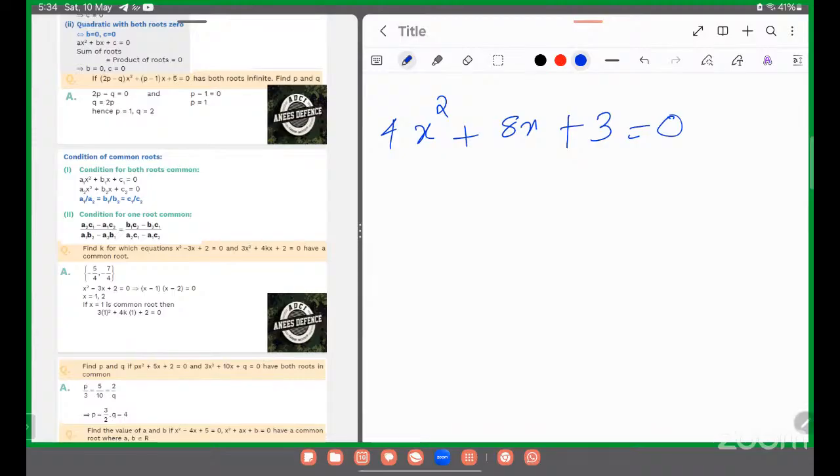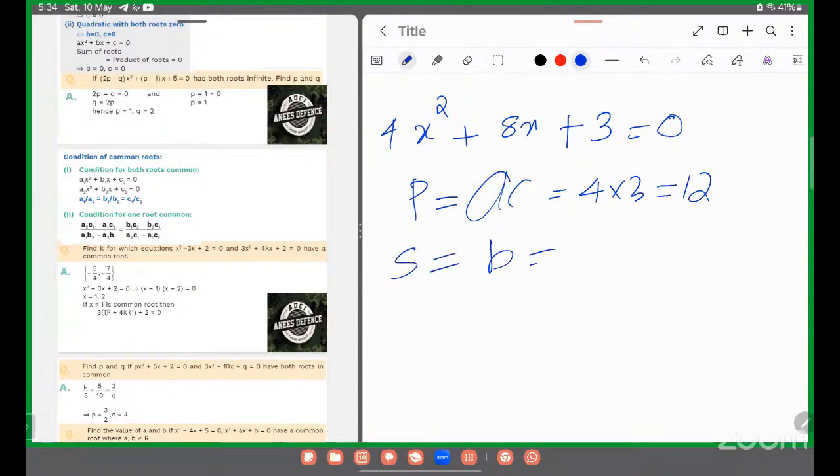Here you can see, if you apply the method of splitting the middle term, the product will be AC. The product is 4 into 3, 12. The sum will be B, equal to 8. So you have to identify two numbers whose product is 12 and sum is plus 8. What are the numbers? The two numbers are 6 and 2.